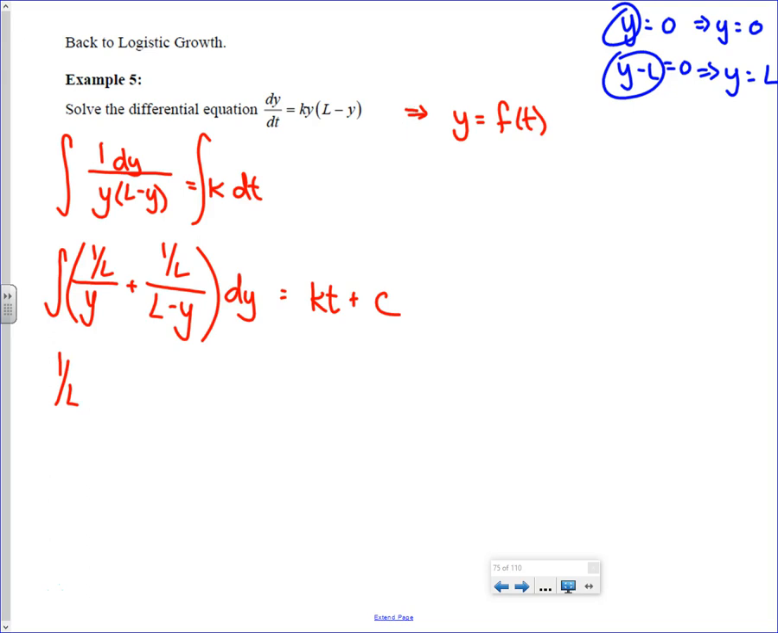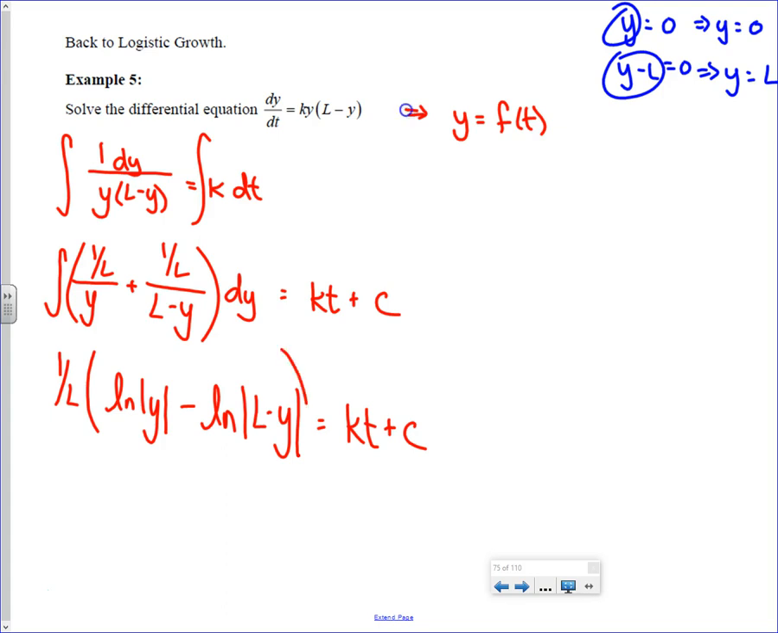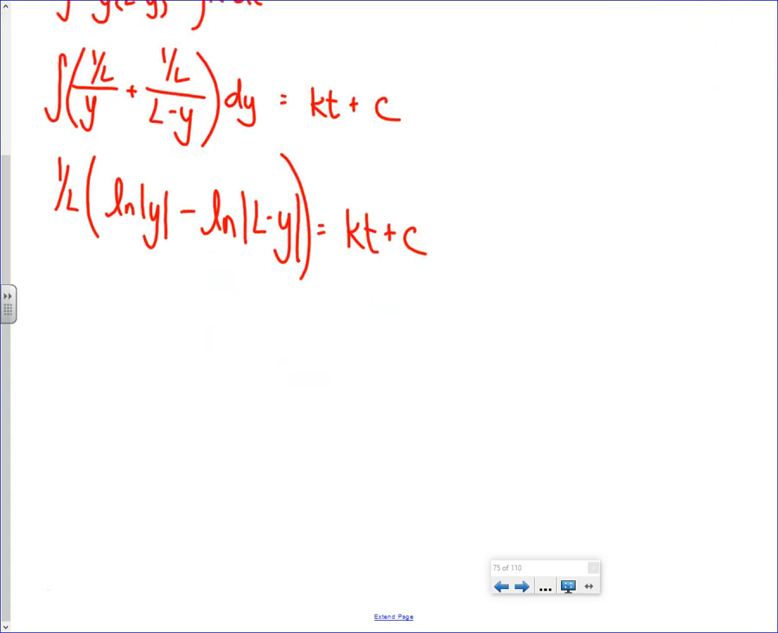I think you guys see the u-sub isn't too bad, right? Let's see if you follow. It's going to be ln of y minus, why is it minus? ln of L minus y. u is negative 1, so I have to offset by a negative. Now hold on, is there a property to put those two together? Yes. So ln of y over L minus y.